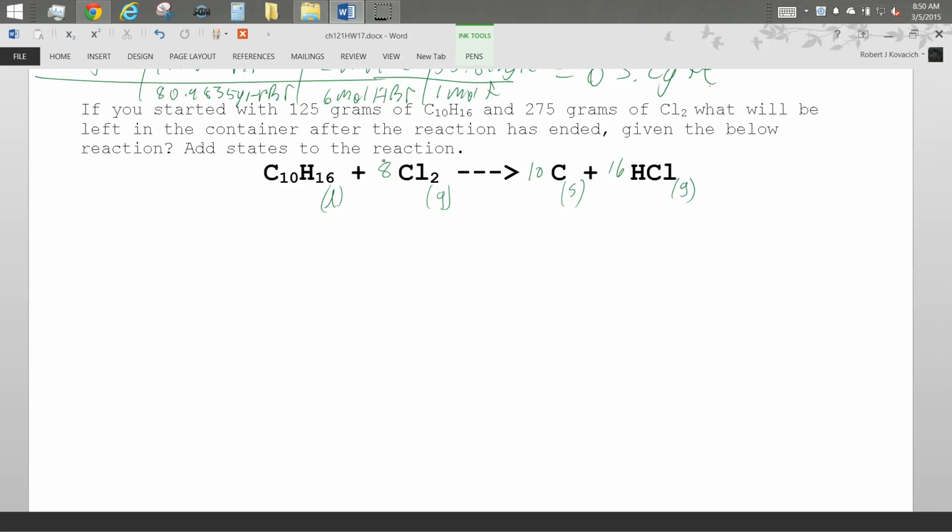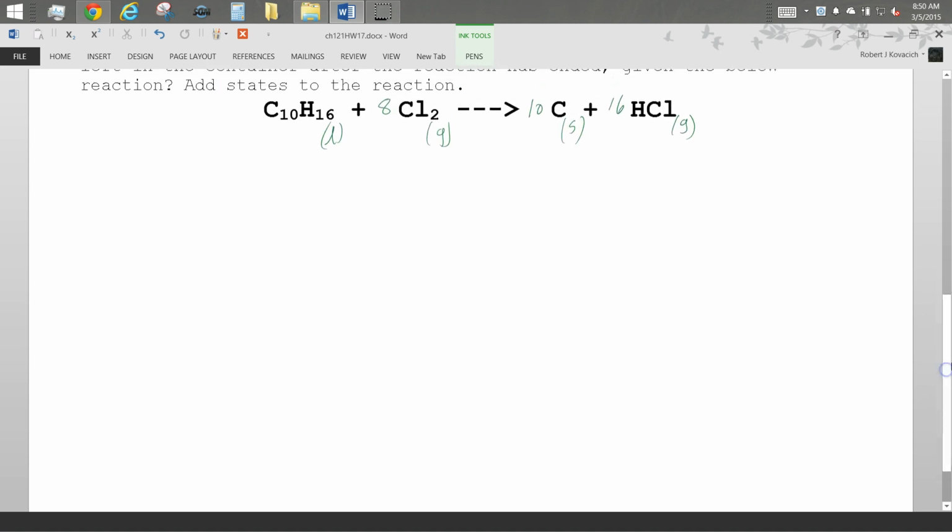So I'm going to start off with 125 and 275 of each of these things, and we'll find out what's left in the container. So we're really just doing exactly the same thing we did last time with different stuff. So 125 grams of decane. Actually, it's not decane. It's close to decane now.